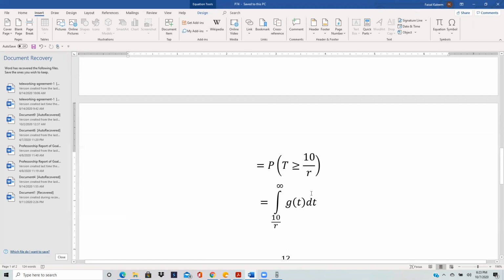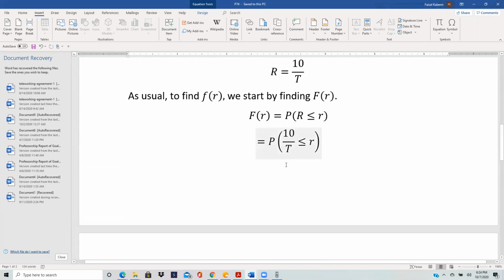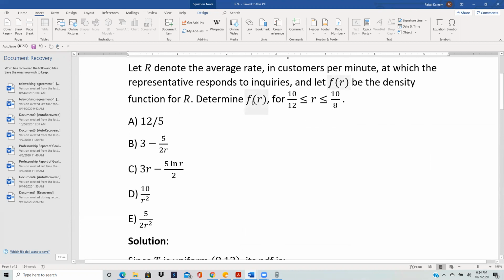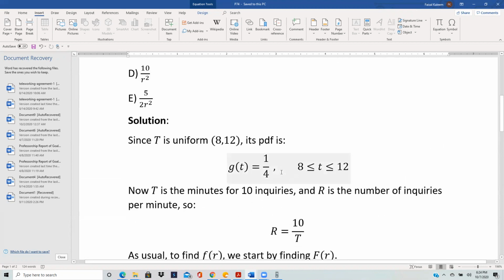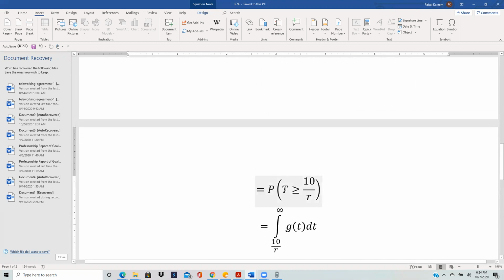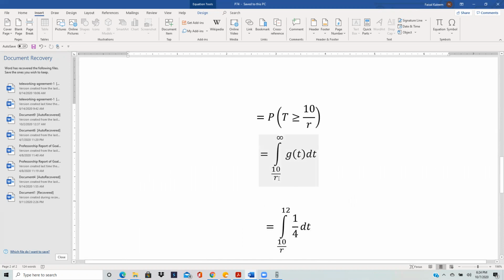And that means that now we're talking about this variable big T, and for big T it's this function g. Remember again that we call it g of t instead of f of t because the f was for something else in the problem. So we want t greater than or equal to 10 over r. It means it goes from 10 over r to infinity, and the big T is associated with the function g. So integrate that from 10 over r to infinity.